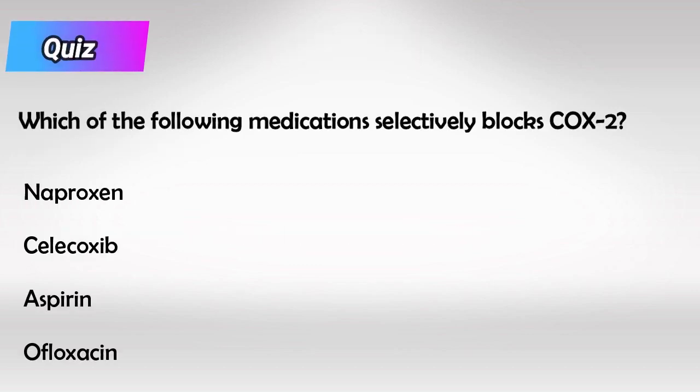And here's a small quiz. We know that NSAIDs can block cyclooxygenase 1 and 2, but one of these drugs can only block cyclooxygenase 2, so it's selective. Which one is it? The answer is Celecoxib, which is selective for cyclooxygenase 2. Aspirin, like NSAIDs, also blocks COX-1 and COX-2.